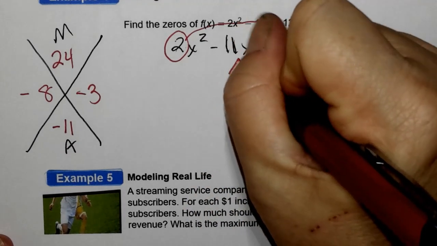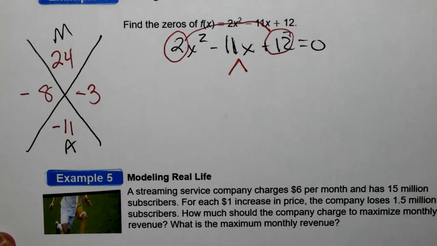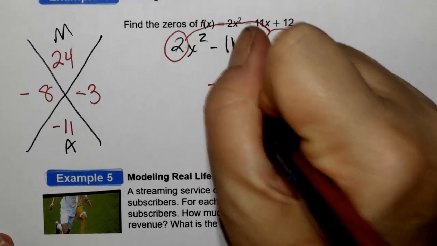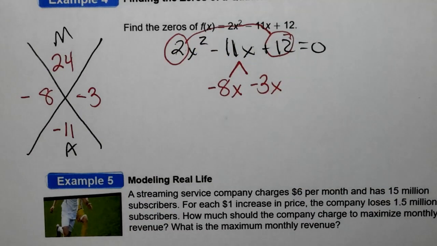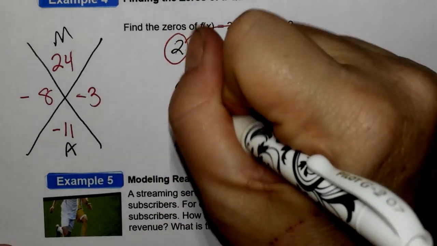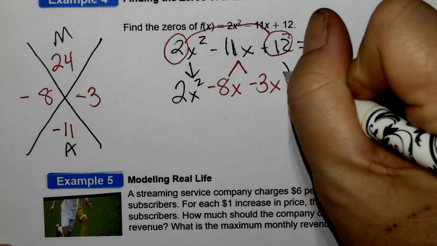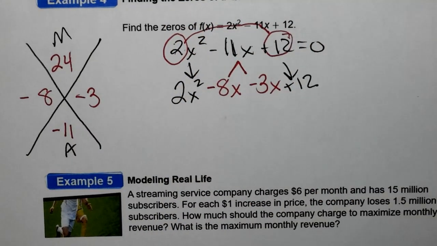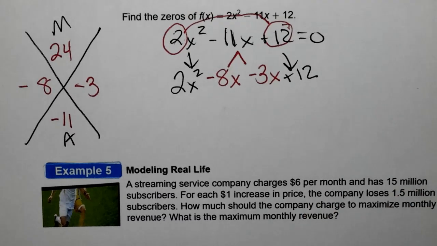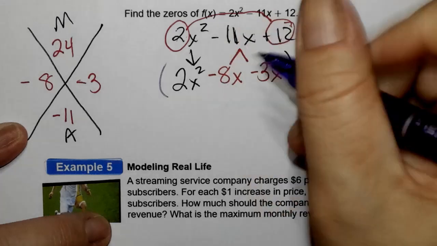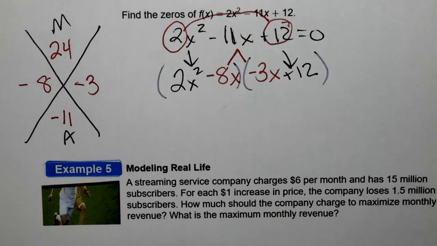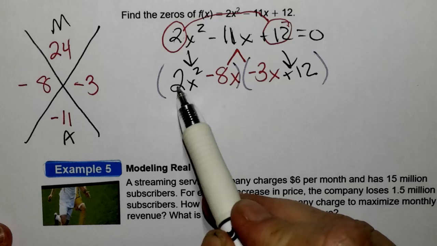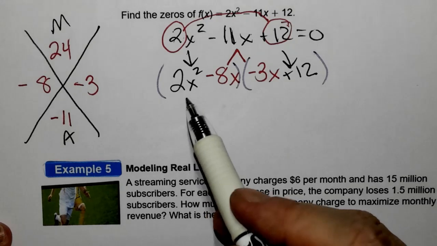So we come up here, and what we're doing is we're now breaking this term up. So we're breaking it up into -8x and -3x. Everything else stays the same. So we're bringing down 2x squared, and we're bringing down plus 12. So now at this point, we got to factor by grouping. So we're going to group these first two together. We're going to group those two together. And we're factoring. So think of it as reverse distributive property.